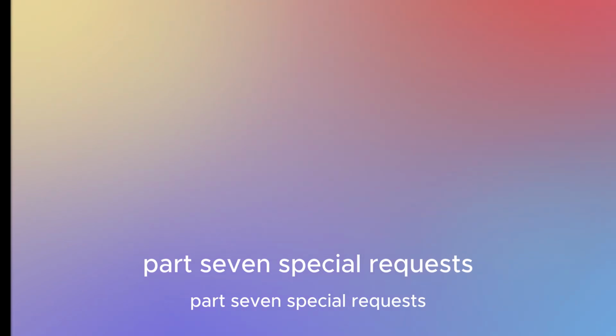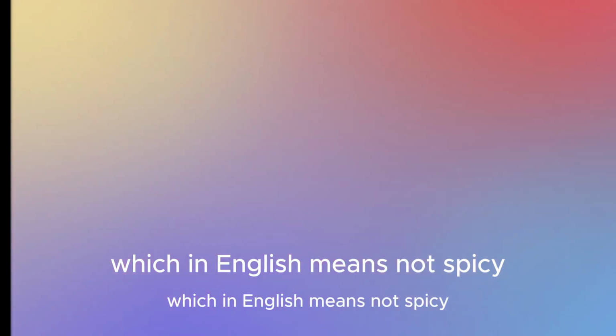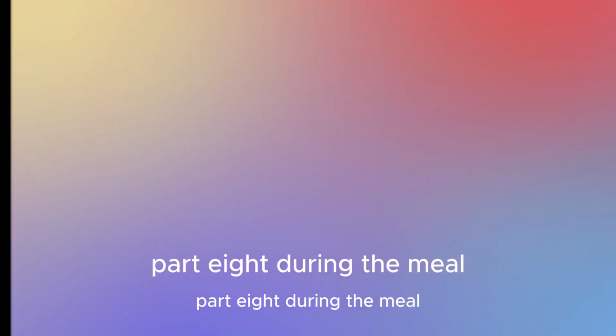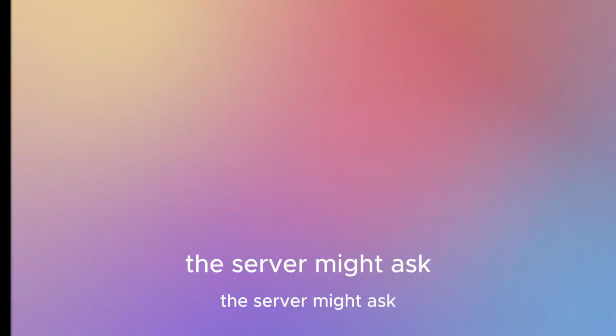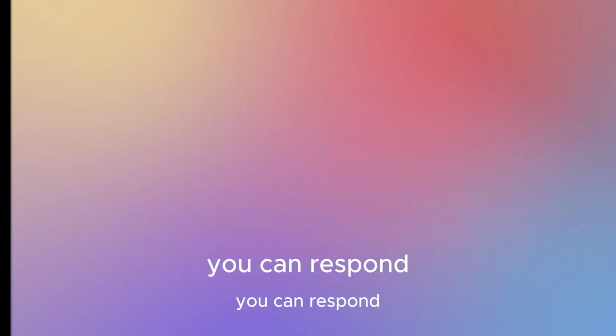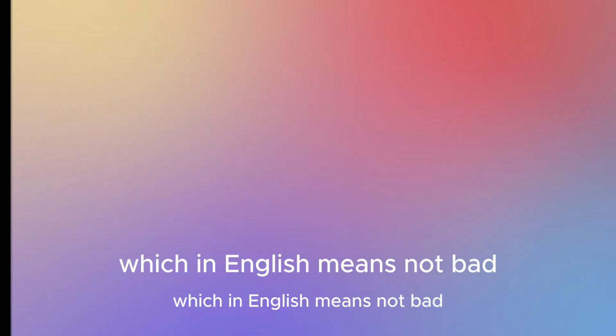Part 7. Special requests. If you want to adjust, 不要辣, which in English means not spicy. 不要洋葱, which in English means no onion. Part 8. During the meal. The server might ask 还可以吗? which in English means is it okay? You can respond 很好吃, which in English means very delicious, or 不错, which in English means not bad.